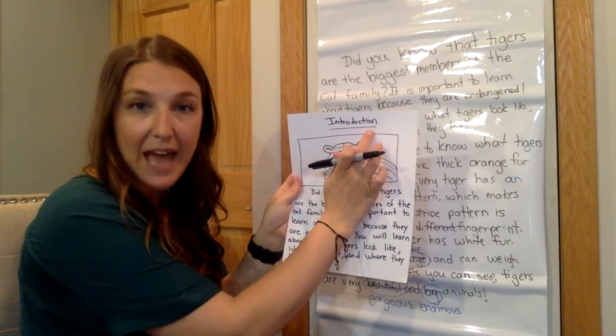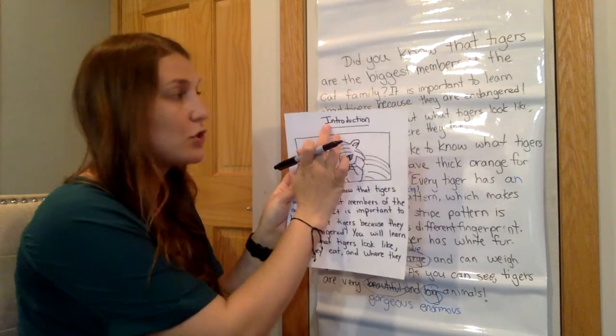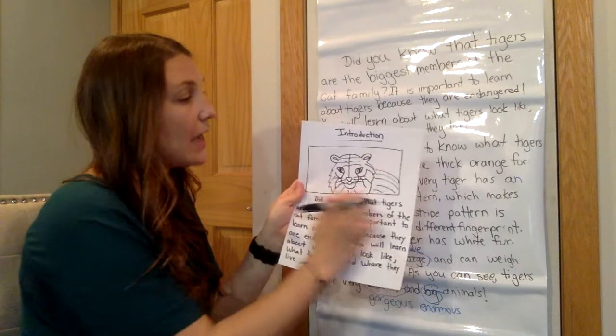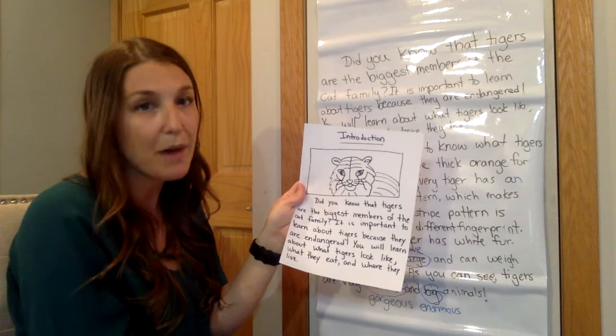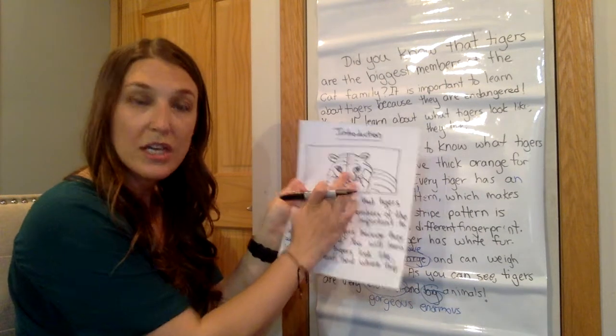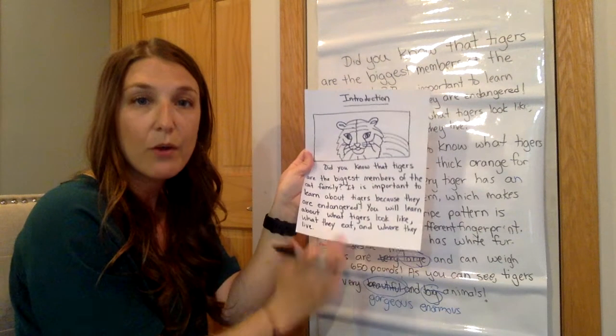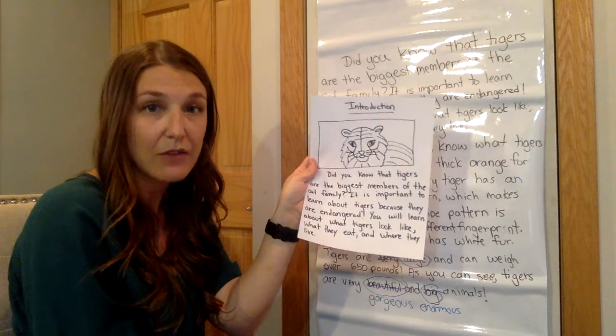Up top, I have my heading, introduction. I made sure to capitalize it. I also made sure to underline it. I created for myself my own illustration box. And then I drew an illustration that had something to do with what I was writing about. And then here I wrote out my introduction in my neatest handwriting.